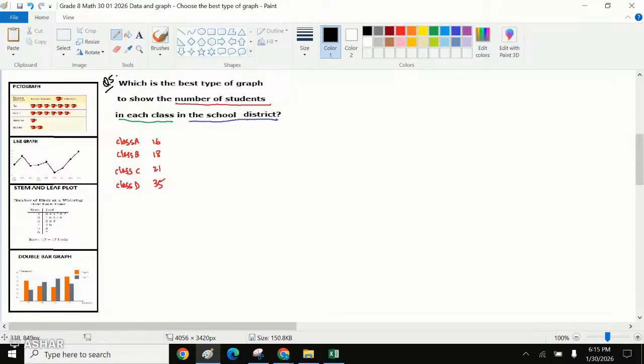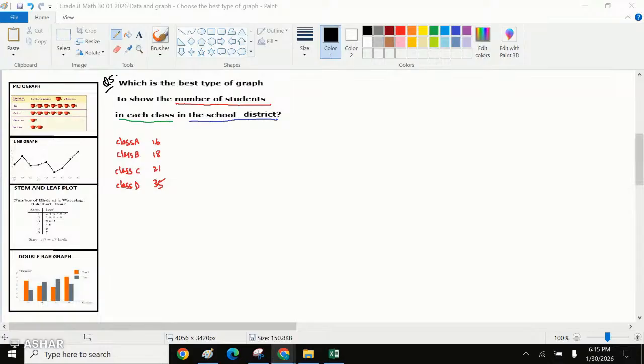Because the quantities cannot be fixed by a fixed number, because we cannot say that we are grouping 3 students together, we are grouping 5 students together. We cannot do the grouping. Line graph would be, if there are like 100 classes in the district, on the axis we would be drawing 100 plots. That is too much information. Double bar graph cannot be used. Why? Because we are not comparing 2 classrooms or 2 particular values.